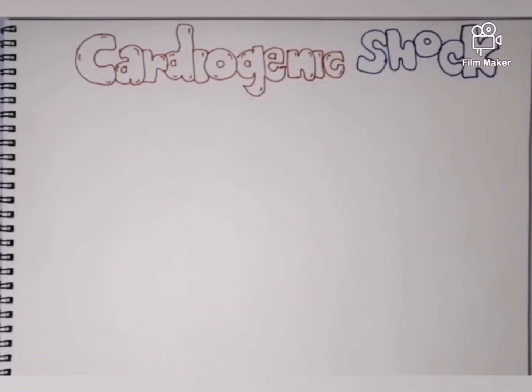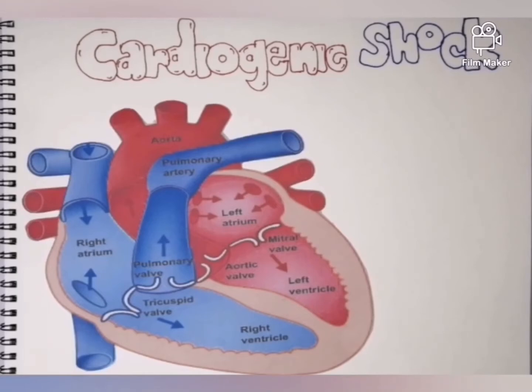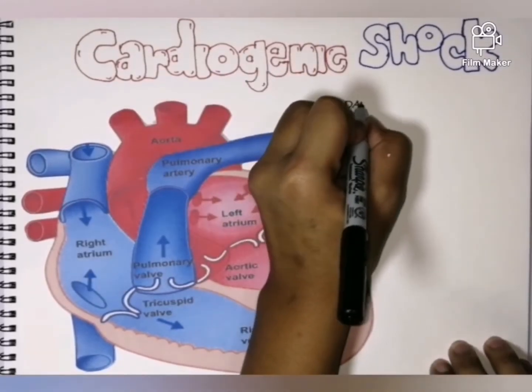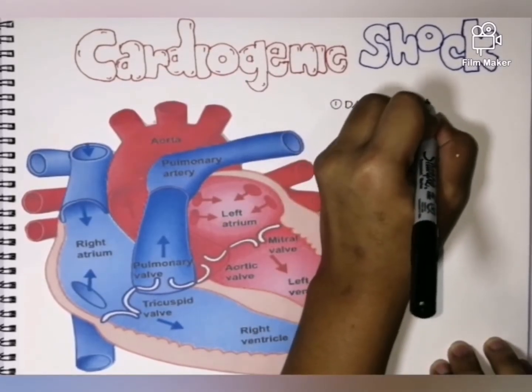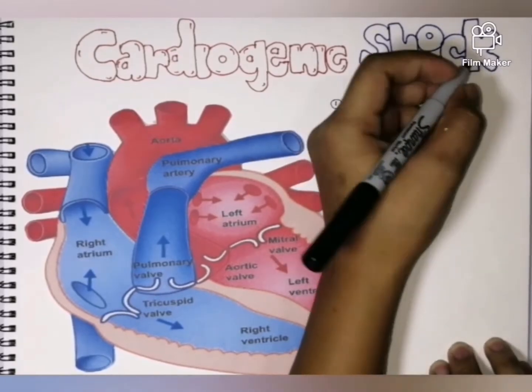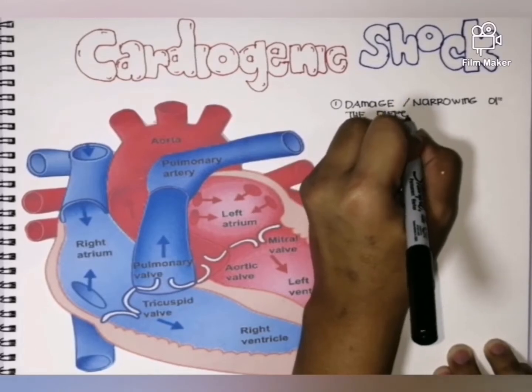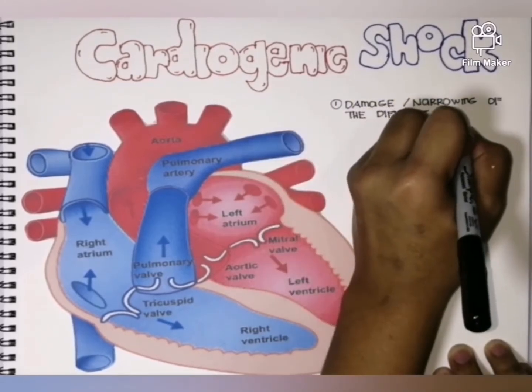Cardiogenic shock pathophysiology. Here we have a picture of a cross-section of a heart where we can see the various compartments: the right atrium, right ventricle, left atrium, and left ventricle. Failure of the heart pump results in less cardiac output, which means less tissue perfusion. Factors that result from heart failure include valvular problems.